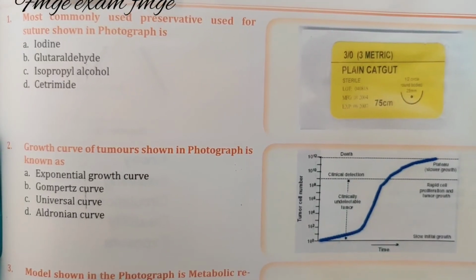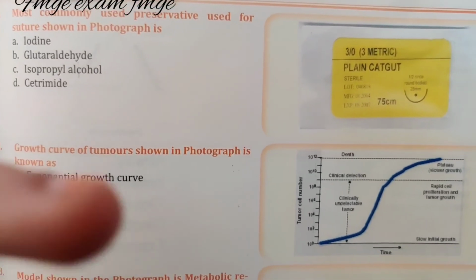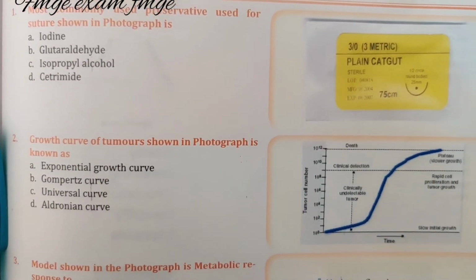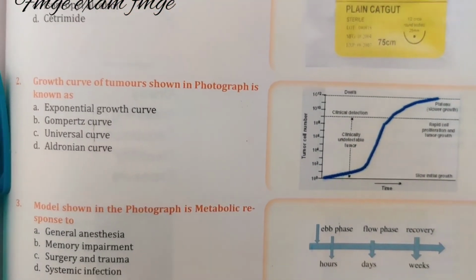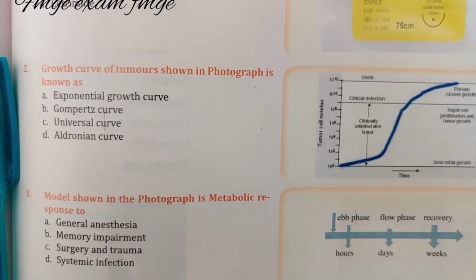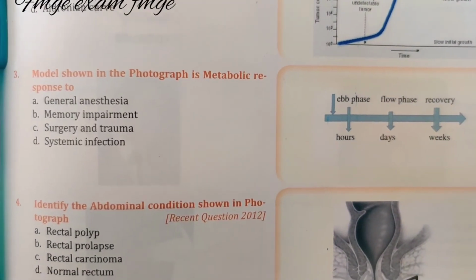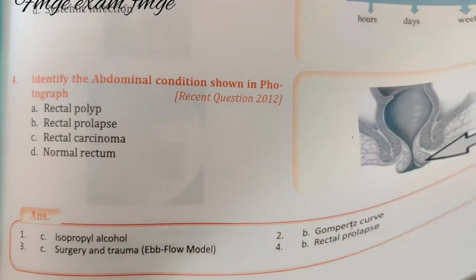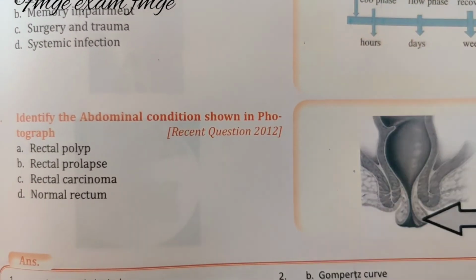Today we are going to see image-based questions in surgery. The most commonly used preservative for the suture shown in the photograph is isopropyl alcohol. The growth curve of tumors shown in the photograph is known as the Gompertz curve. The model shown in the photograph in metabolic response to surgery and trauma. Identify the abdominal condition shown in the photograph: rectal prolapse.